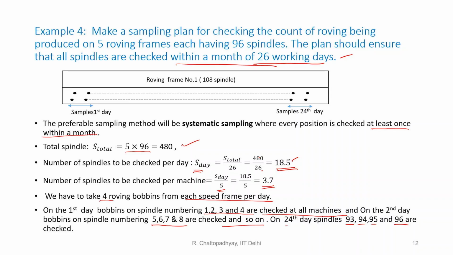So that is the advantage we'll have, that within 26 days, because the month is not exactly 26 days, I will be able to cover everything if I choose 4 bobbins at a time from each machine. If I choose 3 bobbins at a time, then we will not be able to cover all the spindles within 26 working days.